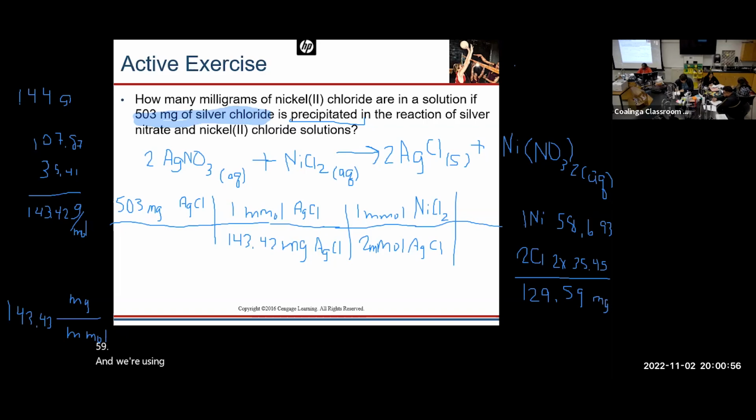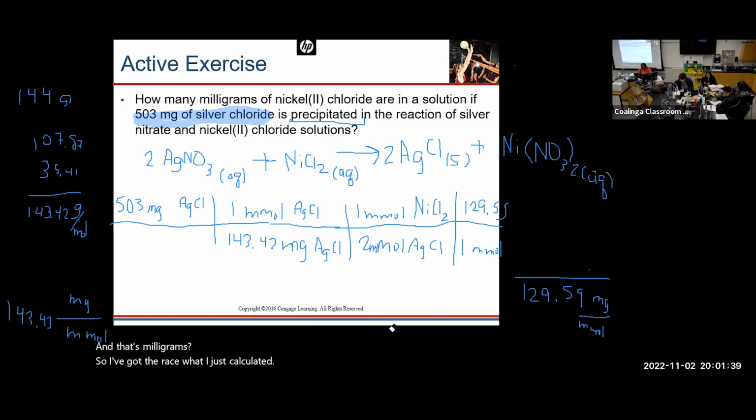Milligrams per... okay, so then we'll plug that in here. That's milligrams. Point 59.